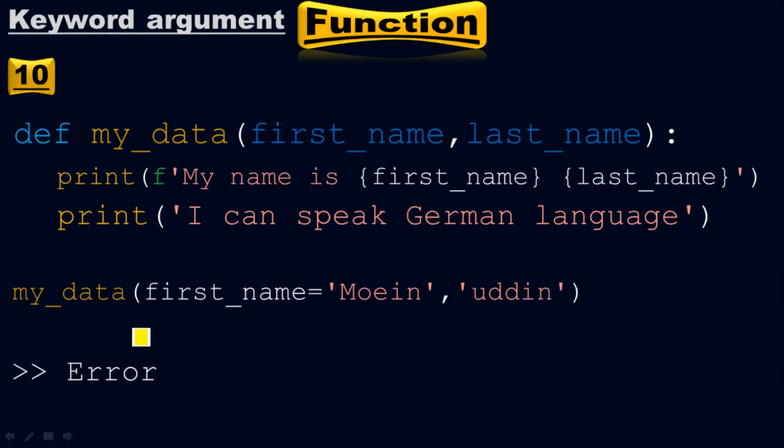If you put Udin here and then comma first name equals Moein, you will get Udin Moein. You will get an answer. It doesn't matter. But if you put the positional argument at the second place, it will give an error. Because the program identifies that I'm passing two arguments for a single parameter. A single parameter has been followed by two arguments, and that's the reason it gives an error. I hope you got the idea now.